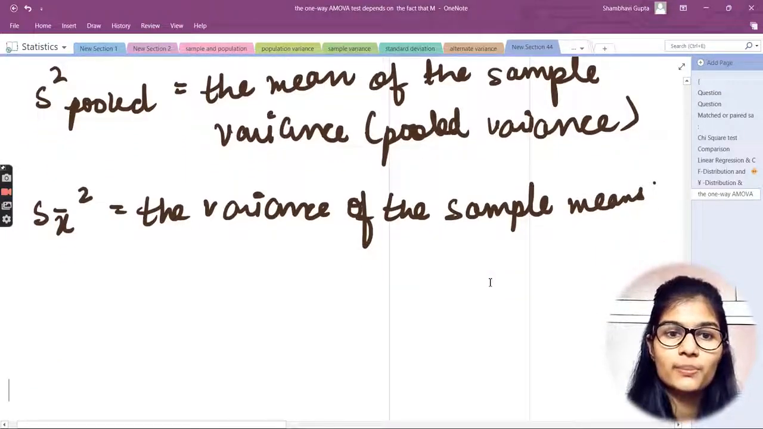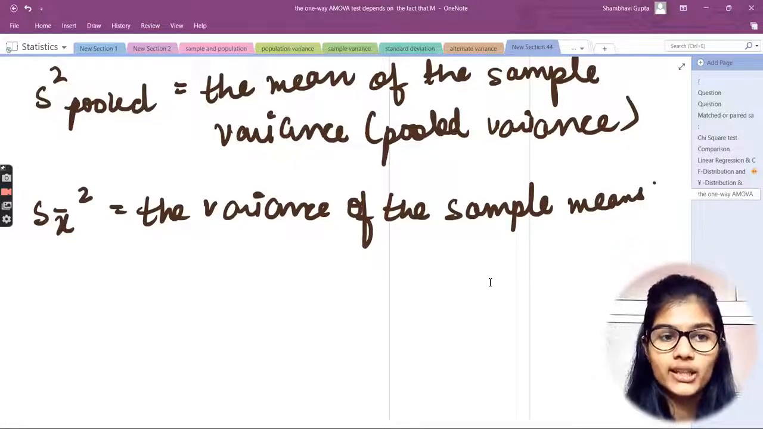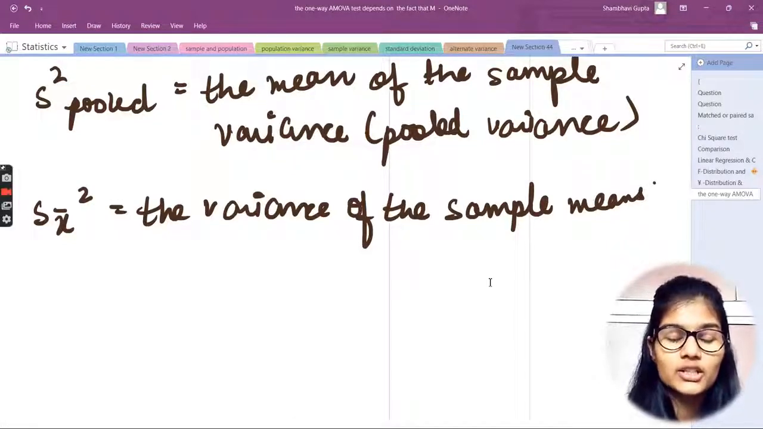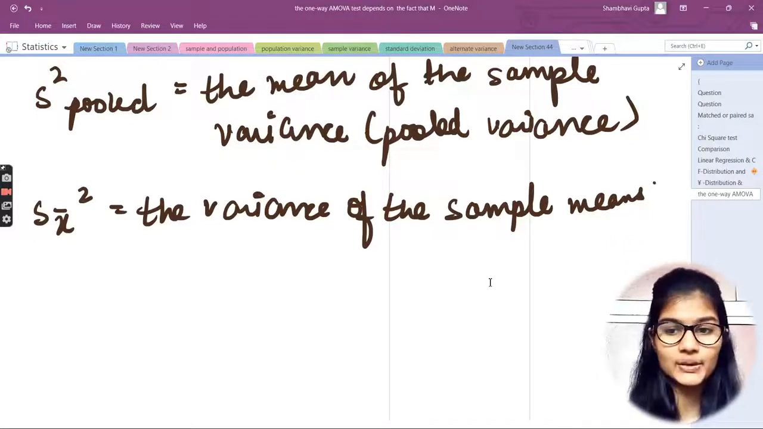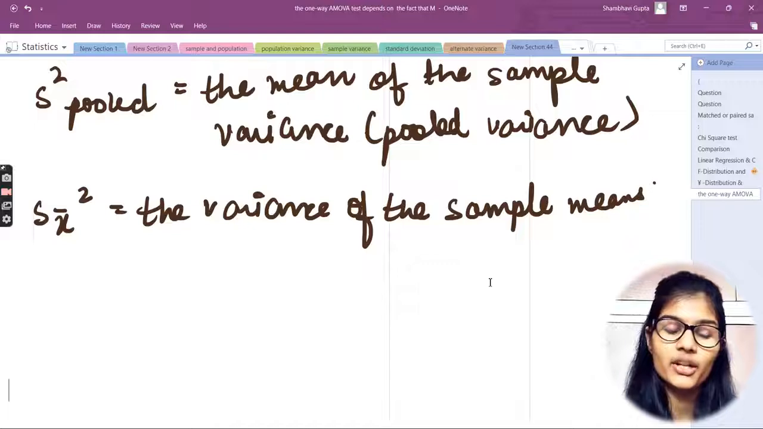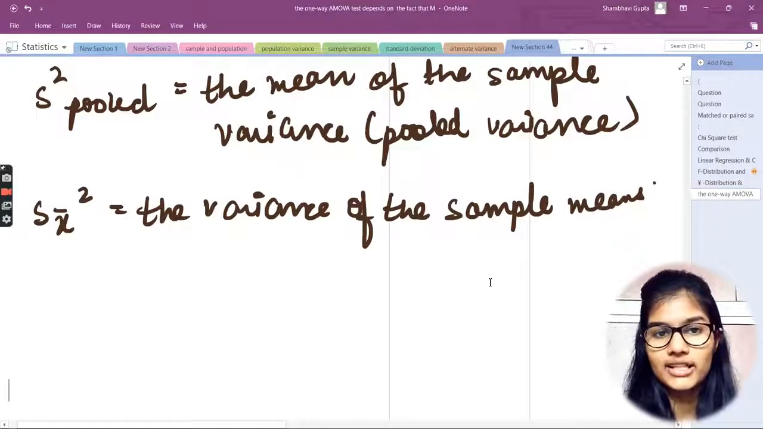Then we have S squared pooled, which is equal to the mean of the sample variance. That is the pooled variance. And S x bar squared is the variance of the sample means. Hope I made this very clear to you regarding the F ratio and the F statistic.